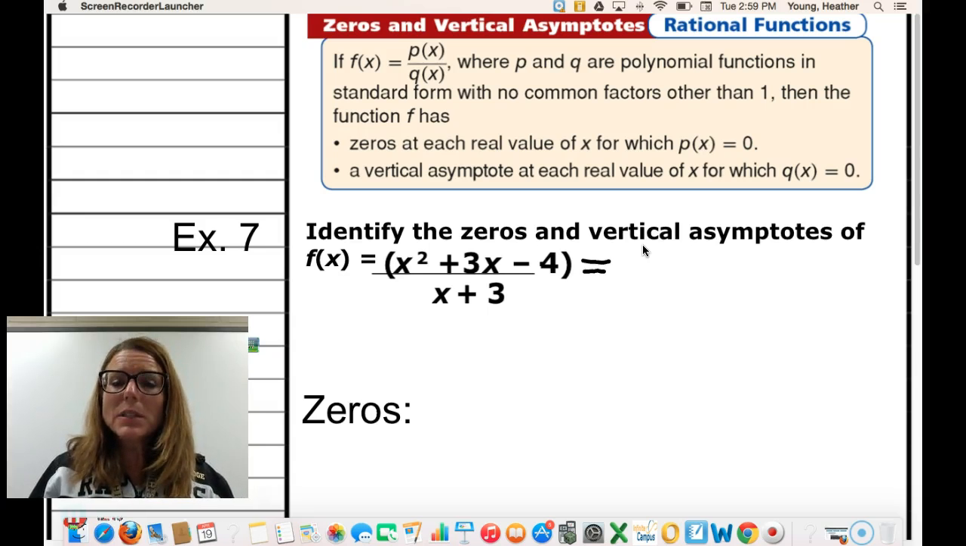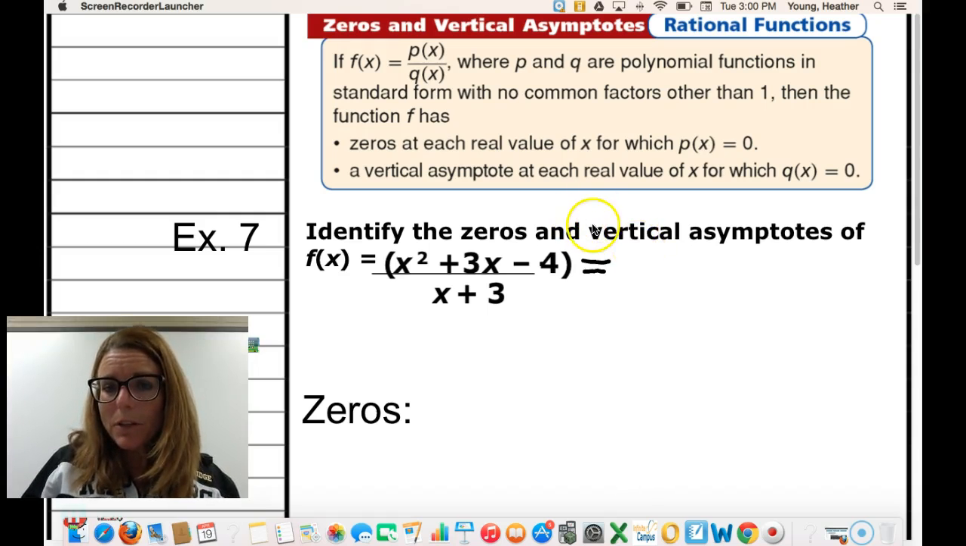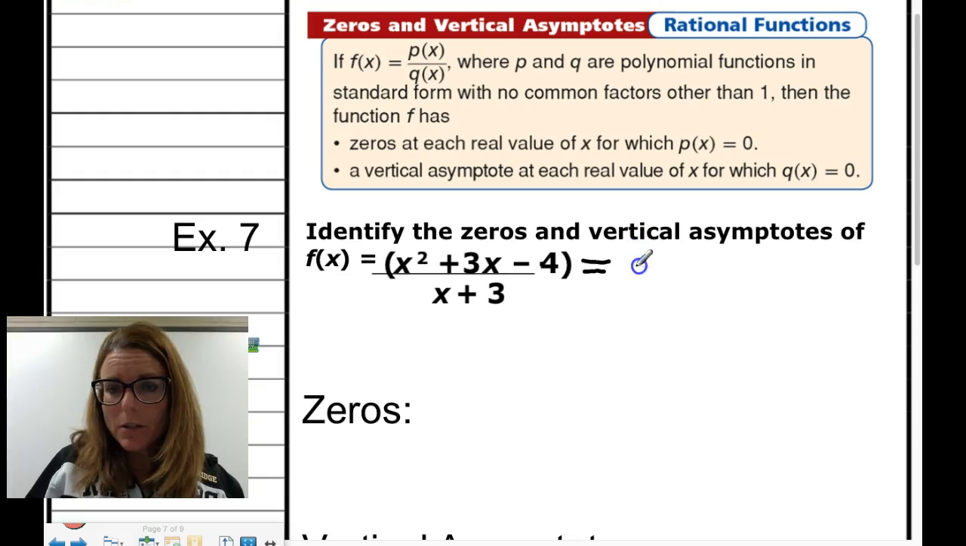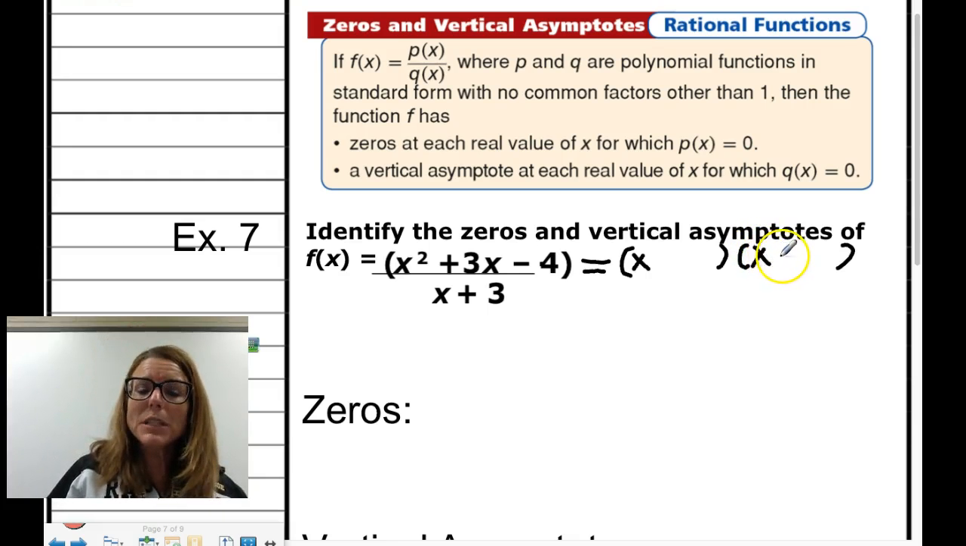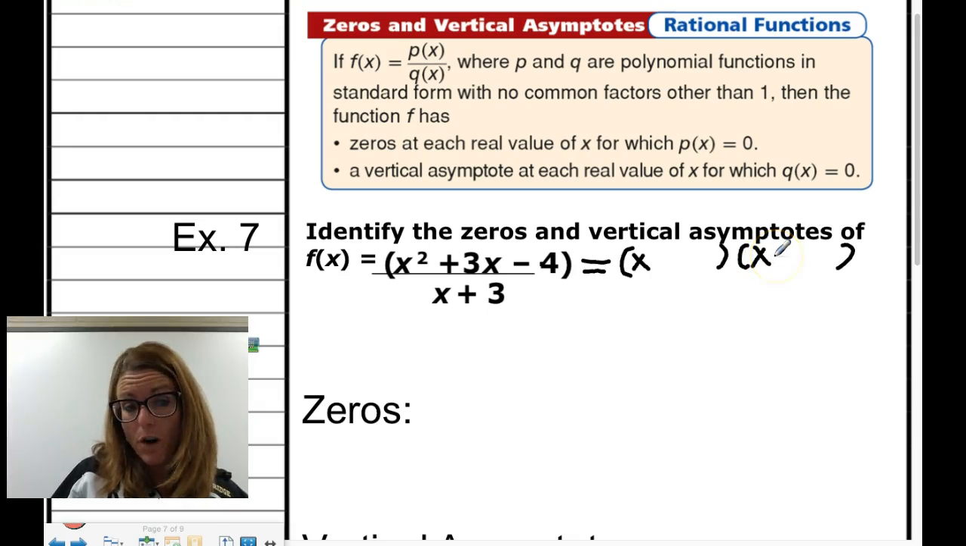So when I look at this function in example 7, number 1, I have to factor. Notice we're factoring again. I'm going to write a parenthesis and a parenthesis, just like factoring. Remember, we need an x and an x, because x times x is x squared. And now we need two numbers that multiply to -4 and add to 3.